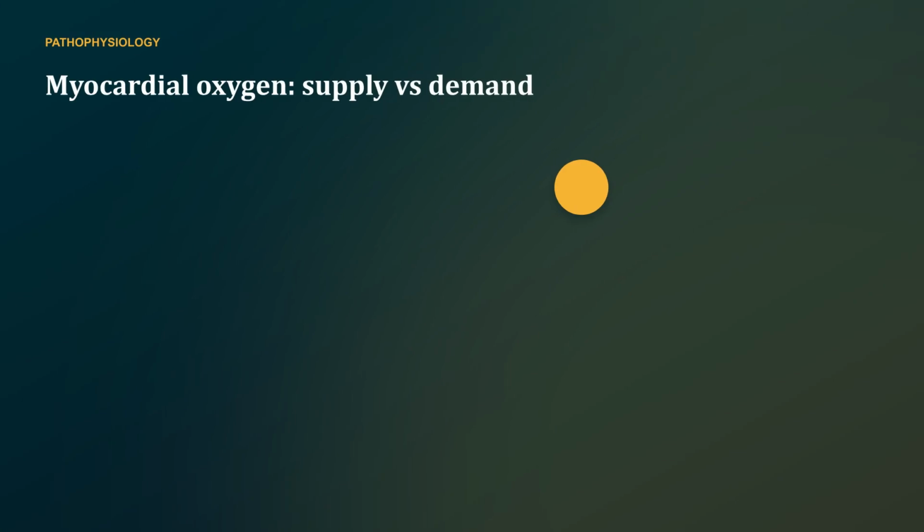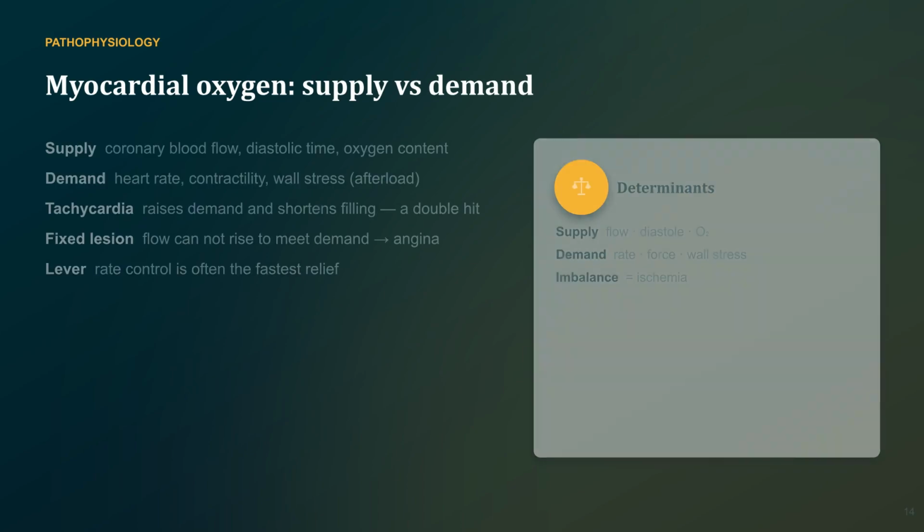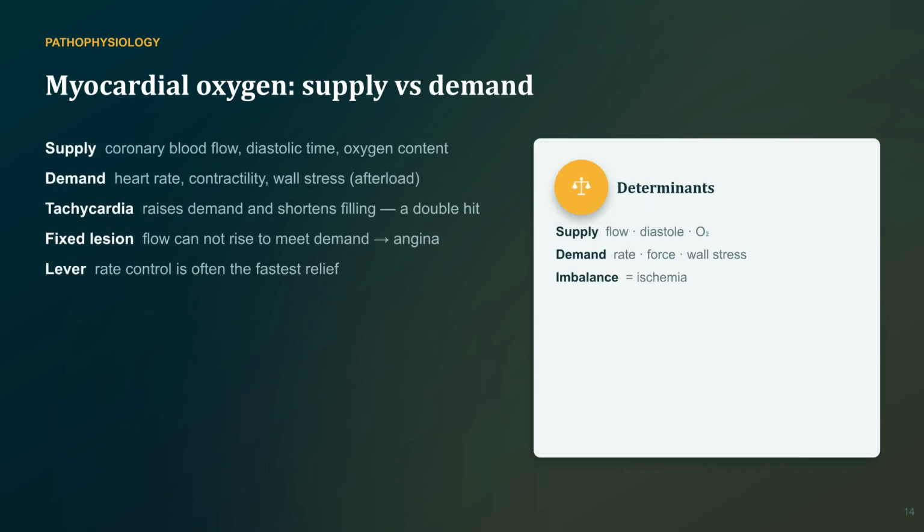To maintain this balance, we consider the determinants of supply and demand. Supply is influenced by coronary flow and diastolic filling time, while demand is driven by heart rate, contractility, and wall stress. Tachycardia often worsens ischemia by increasing demand and limiting the filling time available to the heart.